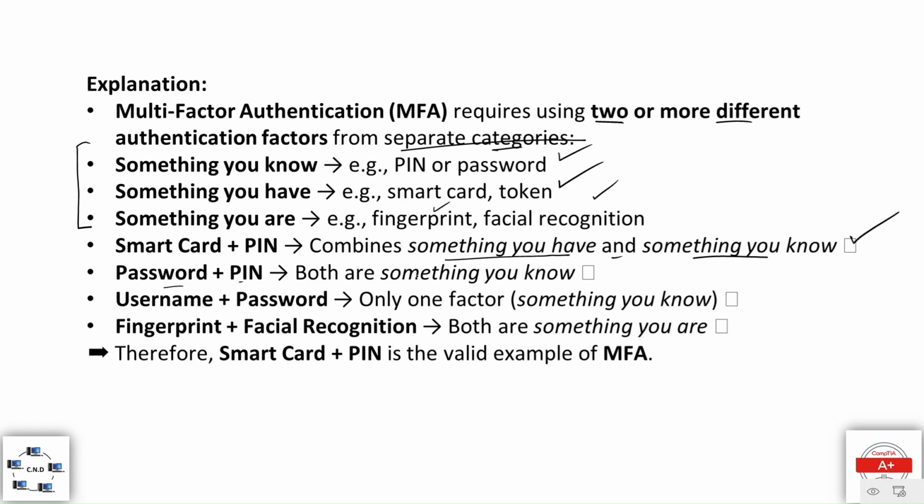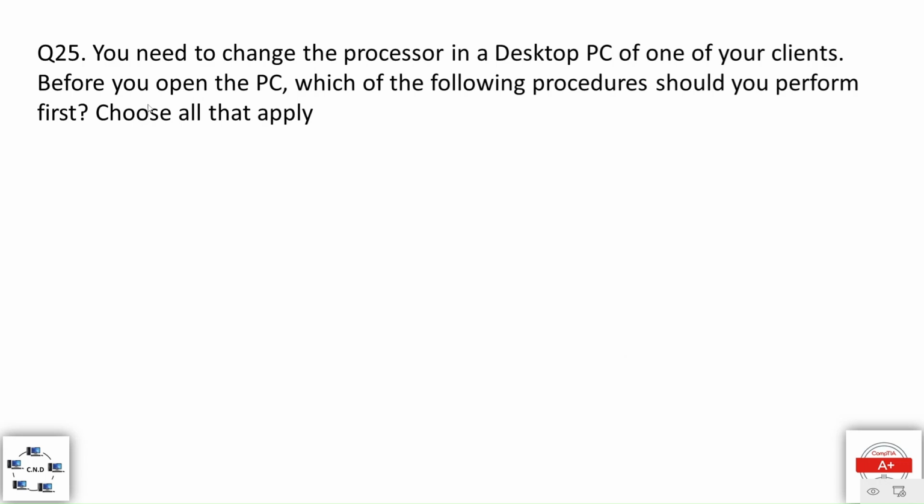Password plus PIN both are something you know. Therefore, this is one category. Username plus password is only one factor, which is something you know, and fingerprint plus facial recognition, again, both are something you are, which is again one category. So therefore, smart card plus PIN is the valid example of multi-factor authentication.